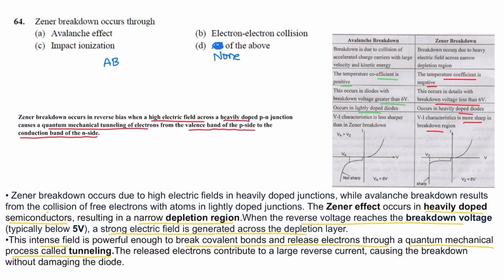No option is correct. Option A, avalanche effect or impact ionization or electron-electron collision, all are related to avalanche breakdown.